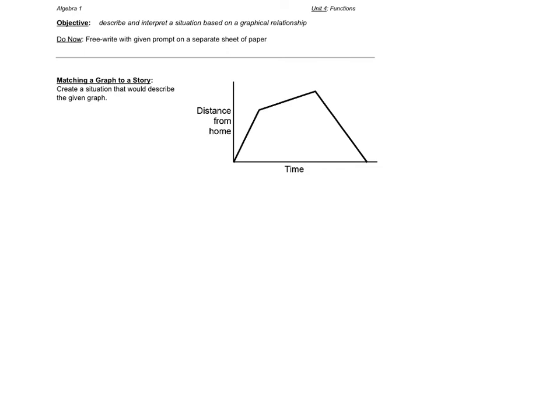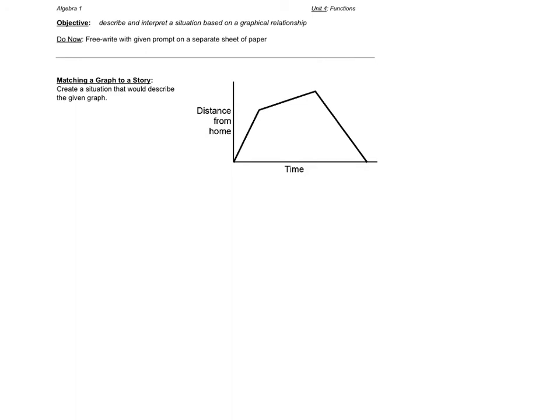All right. So what we would want to do here is create a situation that would describe the given graph. All right, so it's talking about the passage of time and the distance from home. So let's just think about it for a second. What was going on here? What happened to this individual that this graph was based off of, a scenario related to an individual? What happened with this individual? All right, so what do you think?